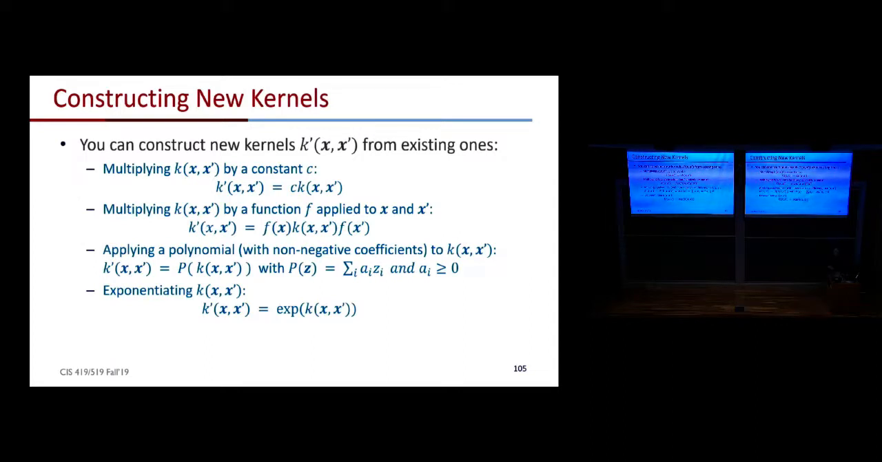Now, if you have a kernel, you can construct other kernels as functions of it. For example, you can take a kernel, multiply it by a constant, it's still a kernel. You can take a kernel and multiply it by a function that applies on x and on x prime, it's still a kernel. You can apply a polynomial on a kernel. So you can define k prime as a polynomial with the argument k. And you can exponentiate a kernel. So you can define k prime as e to the power of a kernel, and this is a kernel.